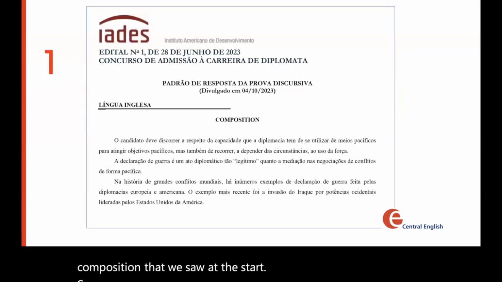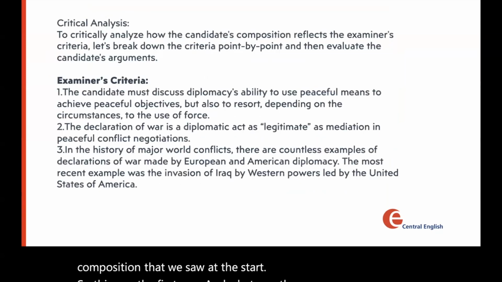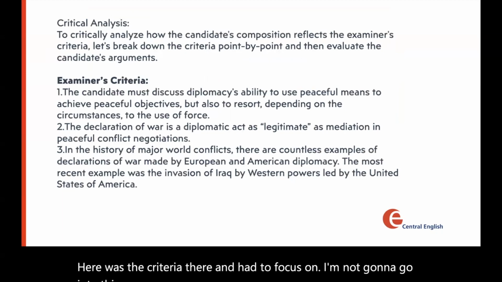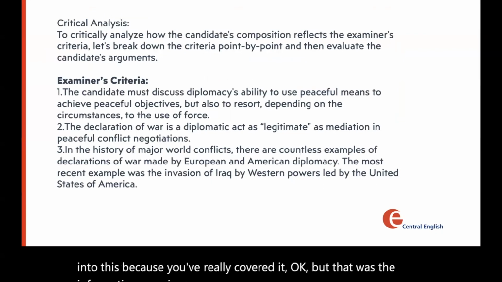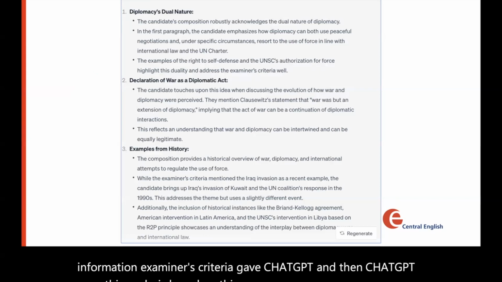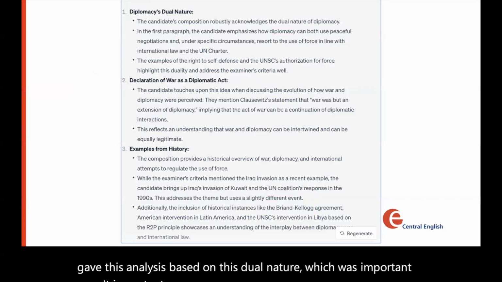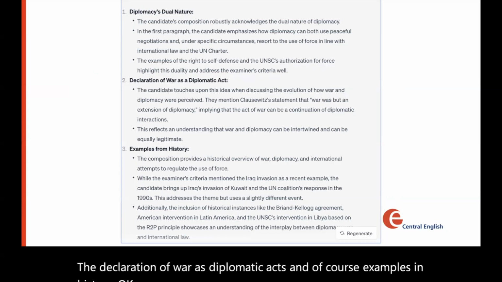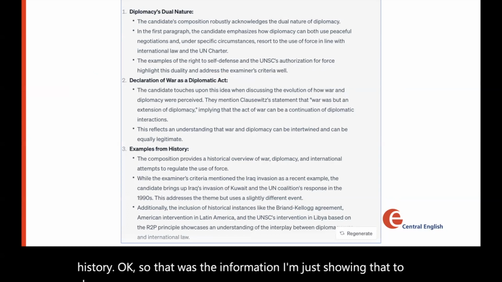So this was the first one. And what was the response of this? Well, here was the criteria that I had to focus on. I'm not going to go into this because we've really covered it, okay? But that was the information the examiner's criteria gave ChatGPT, and then ChatGPT gave this analysis based on this dual nature, which wasn't important in the second one, the declaration of war as diplomatic acts, and of course examples in history. Okay, so that was the information. I'm just showing that to show the first analysis.